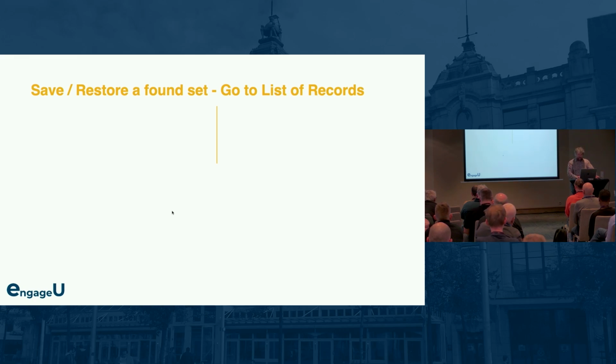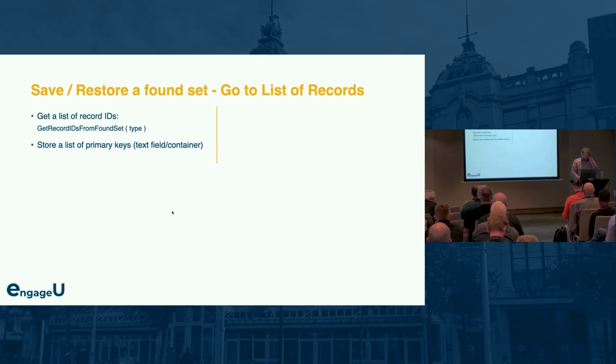Okay, now, finally, the go-to list of records, which is the new thing appearing with FileMaker 22. Who already tried this feature? Yeah. Oh, there are people who didn't. So I will make a comment about it.